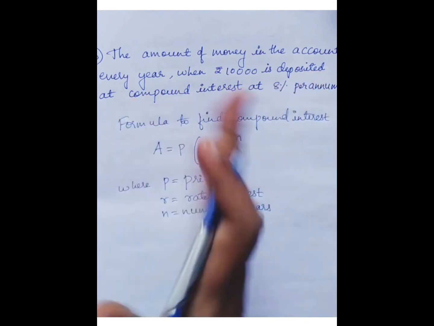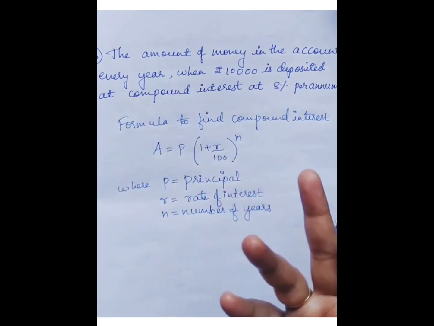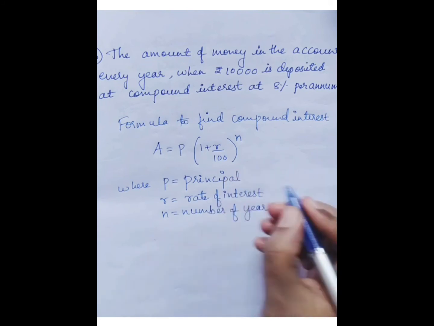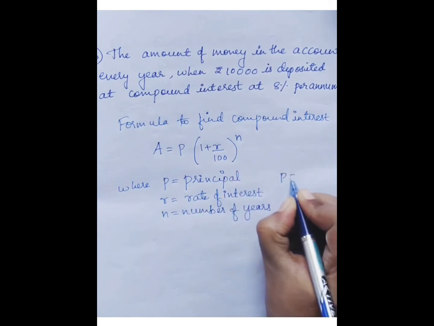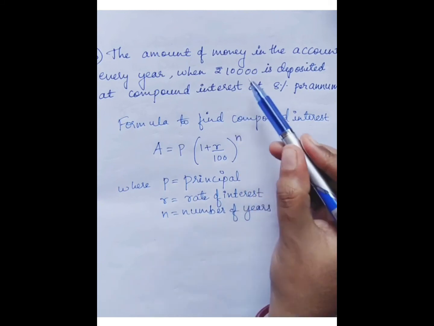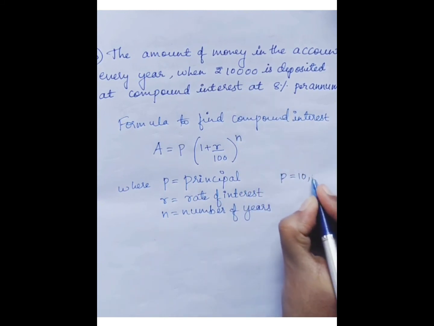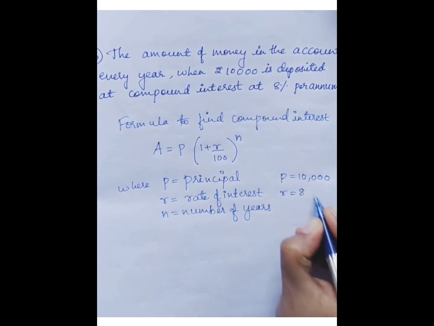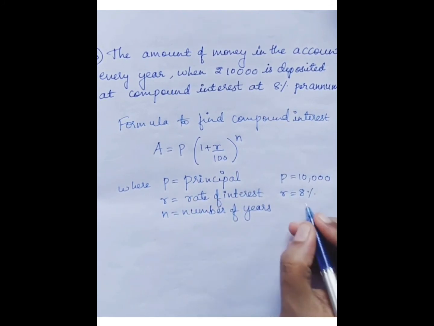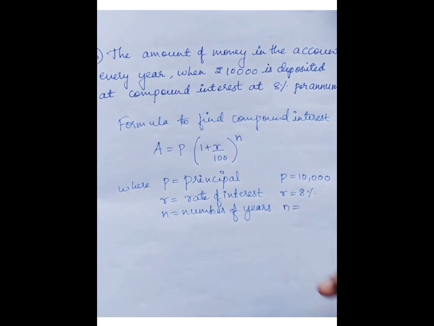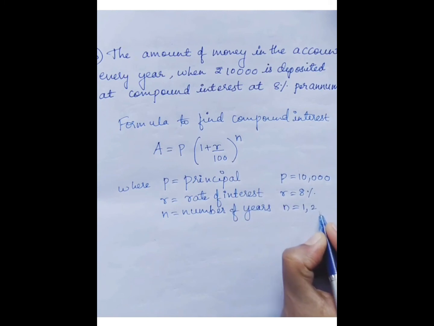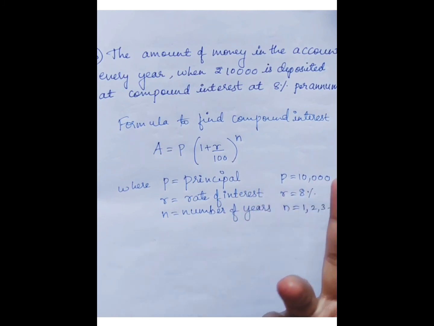So they have said every year. So for as many years as you want, 1 year, 2 years, 3 years, 4 years, you can calculate it. Now let me write the terms. P is the initial amount, that is 10,000. R is the rate of interest, that is 8. N is the number of years. You can consider it as first year, second year, third year, and so on.